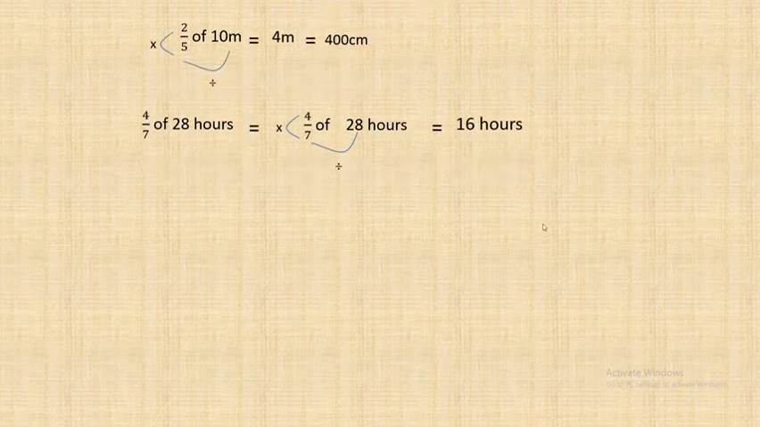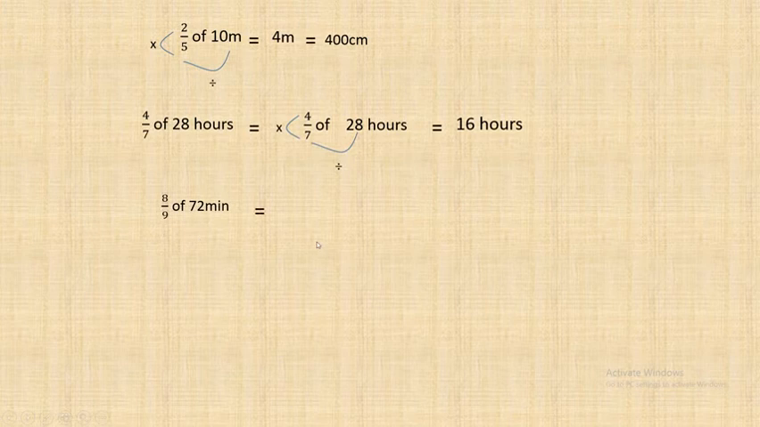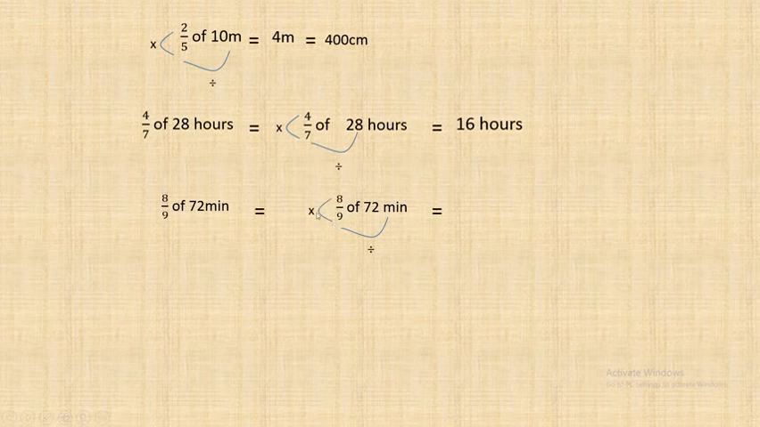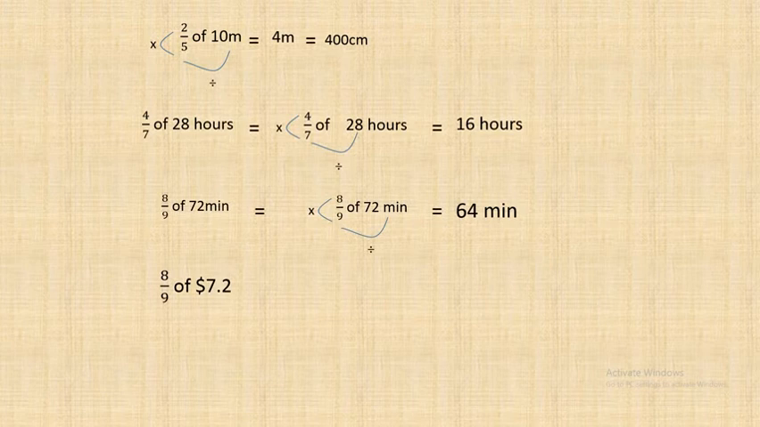Next part, 8/9 of 72 minutes. I need to calculate that here. 72 divided by 9 equals 8. And this 8 I multiply by the numerator, so it equals 64 minutes. If the question asks you to convert it into hours and minutes, you write down 1 hour and 4 minutes.